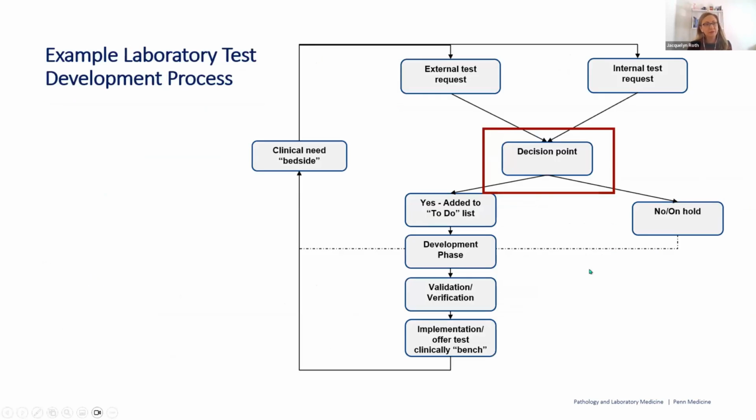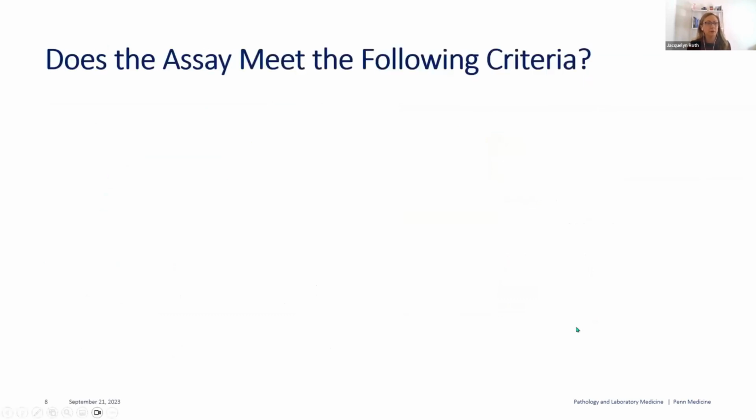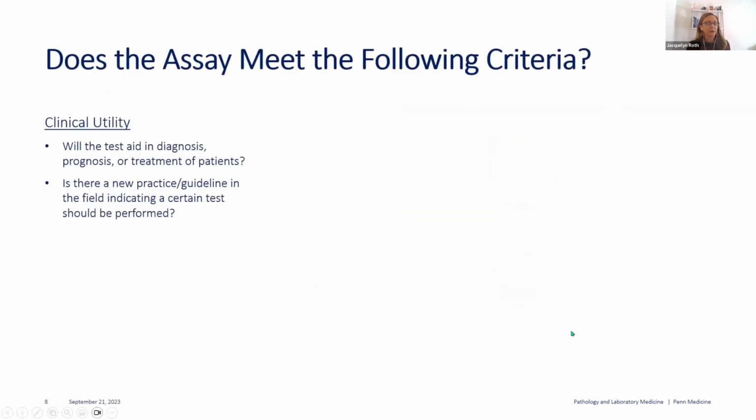So whether we receive a request internally or externally, we come to a critical decision point about whether or not we will bring this assay in. In our laboratory, we discuss the following 3 criteria to make this decision. So clinical utility, which we could argue is probably the most important. We need to know that this test will aid in the diagnosis, prognosis, or treatment of patients. And maybe there's a new guideline out saying that all patients with X disease must have this test.